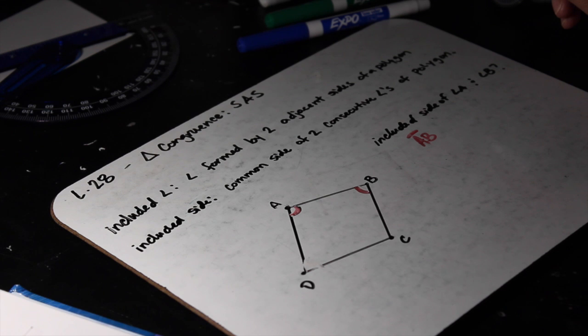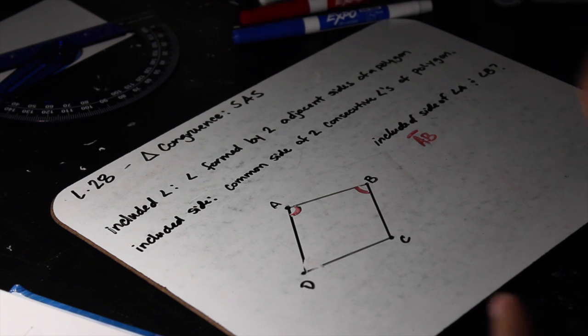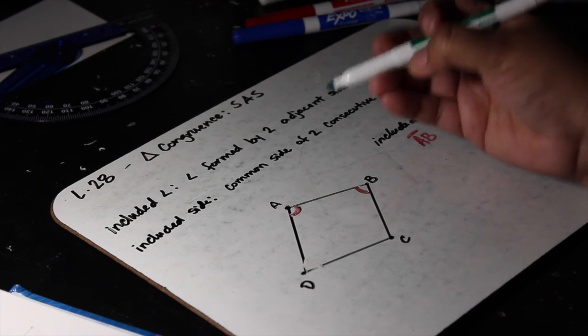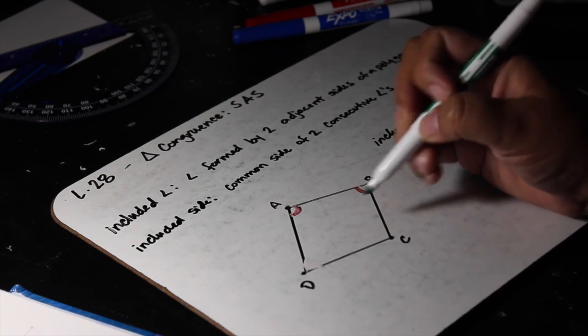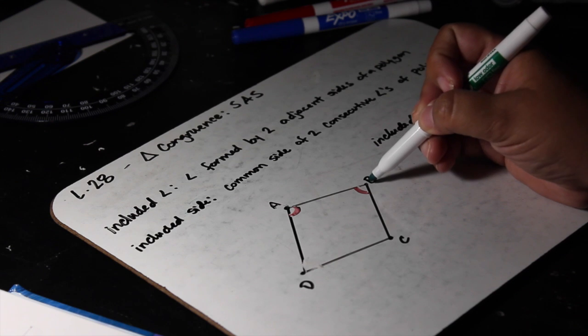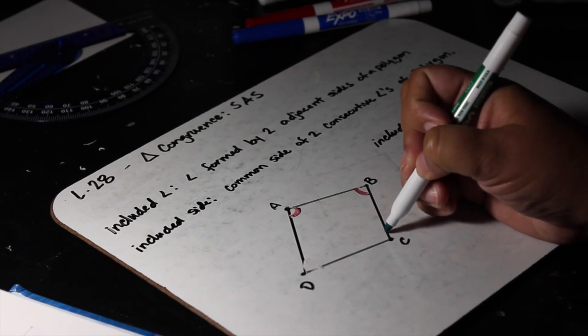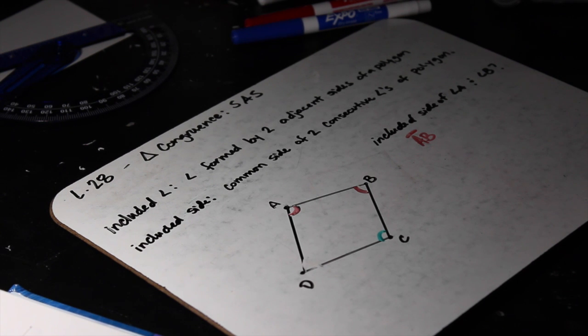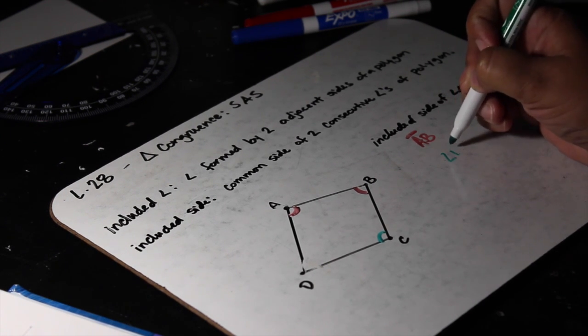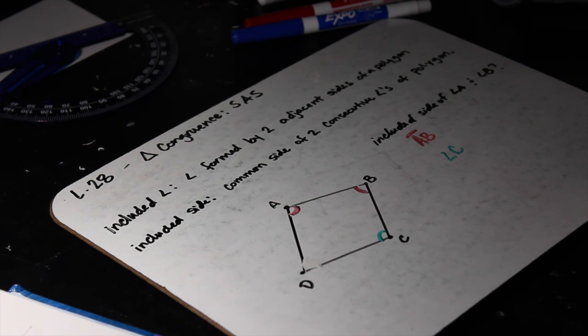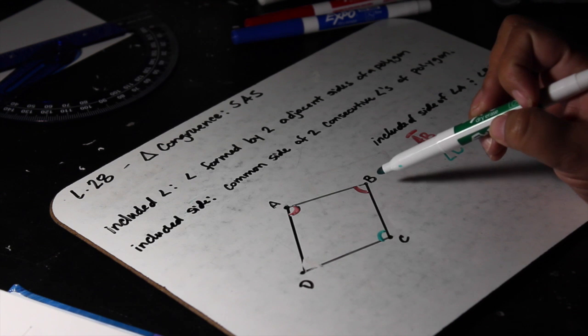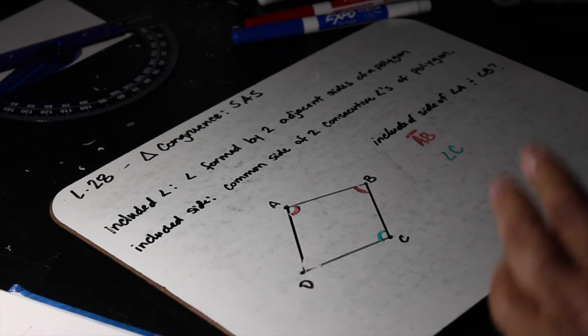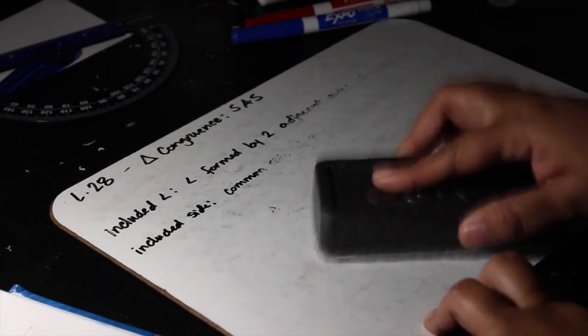The second part of that question asks, what is the included angle of sides BC and CD? So side BC and CD, what angle do they form? It's angle C. So angle C is the included angle of sides BC and CD. So that's pretty easy, I hope. Let's move on to the next page, which is page 176.